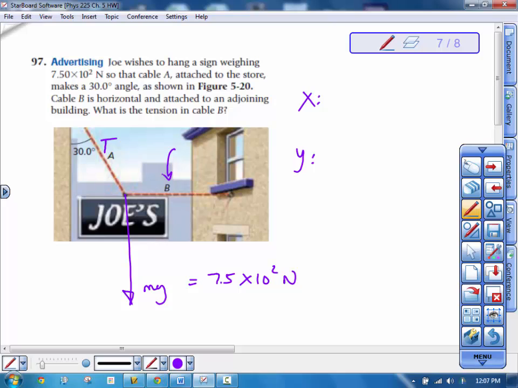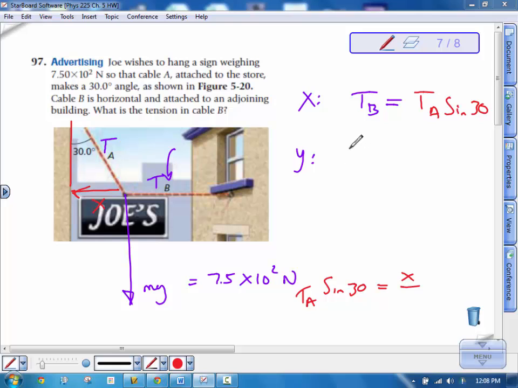So I'll call this the tension in cable A and the tension in cable B. And in the x direction, the tension in cable B has to be exactly equal to the x component of the tension in cable A, which would be this force right here. Those have to cancel each other out, the B and the A, because it's in equilibrium. So I'm going to call that x for now. Now I'll do the sine of 30 equals opposite over hypotenuse. And I'll multiply both sides by the tension in A, so this has to be the tension in A times the sine of 30.